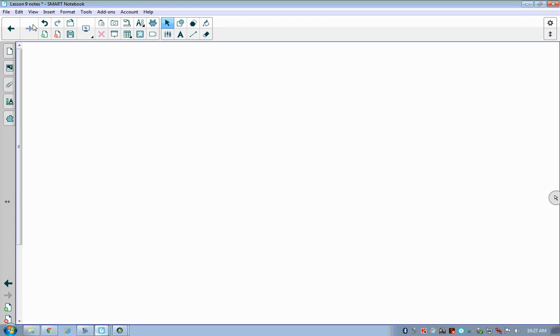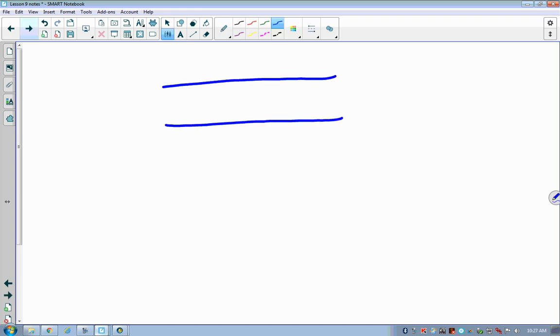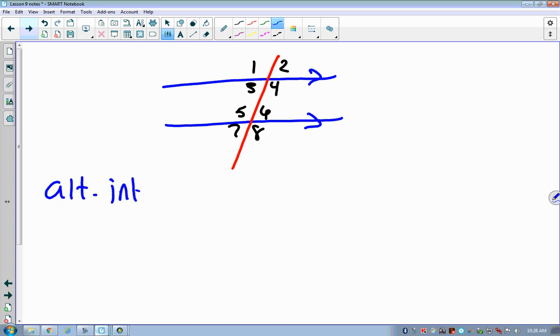Okay, I'm going to draw you two parallel lines cut by a transversal. We've got angle 1, angle 2, angle 3, angle 4, 5, 6, 7, and 8. If I'm telling you these two lines are parallel, one of the first things we have is that alternate interior angles are congruent. Alternate interior means inside the parallel lines on opposite sides of the transversal.